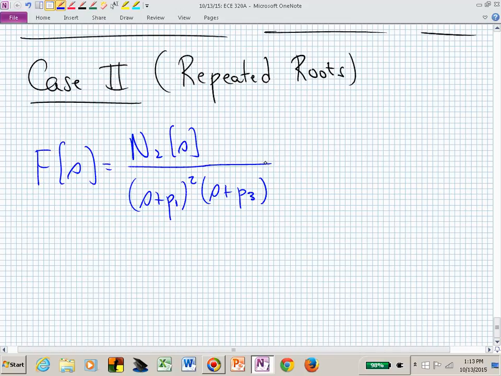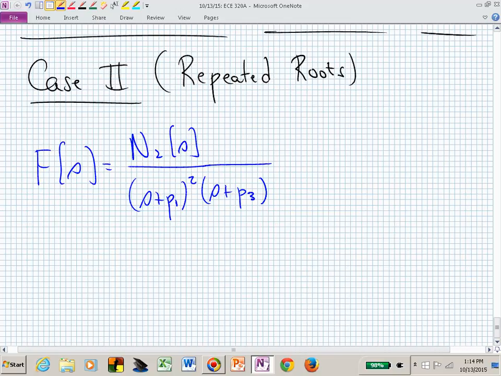3, to emphasize that I really have, what's the order of my denominator? And if I don't have to do any long division, what am I assuming on n sub 2 of s? What's the order of n sub 2 of s? It's 2 or less. Is that okay? Needs to be strictly less than 3. I don't even want to talk about 3. I want to say 2, 1, or 0.